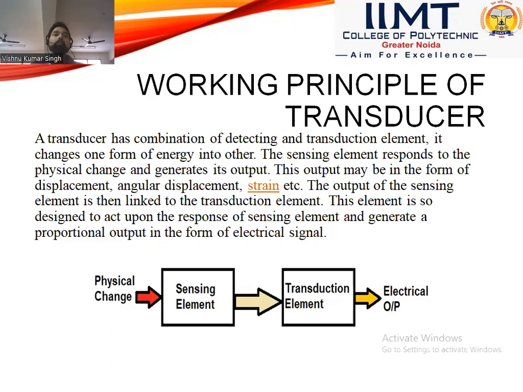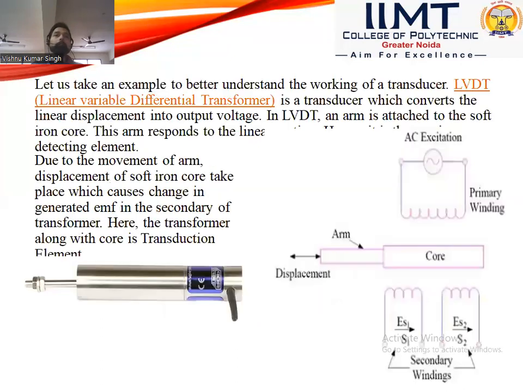The output of the sensing element is then linked to the transduction element. This element is so designed to act upon the response of sensing element and generate a proportional output in the form of electrical signal. Now let us take an example to better understand the working of a transducer.